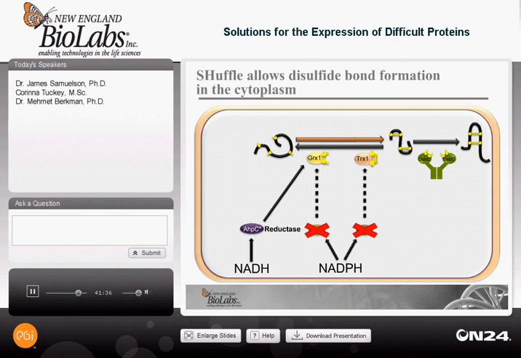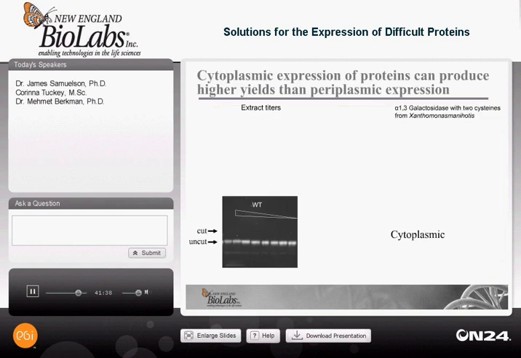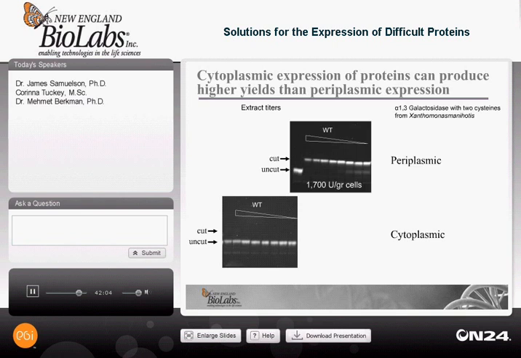So we wanted to check whether expression of a protein in the cytoplasm is better than in the periplasm. Here we took the example of a galactosidase, which has only one disulfide bond, and when you express this in the cytoplasm of wild-type cells, you can see that the extracts of that cell cannot cut its sugar substrate, and we see no activity of this protein when expressed in the cytoplasm of wild-type cells. If you then target the same construct to the periplasm, they are now capable of cutting their substrate, and you get less than 2,000 units of activity per gram of cells.